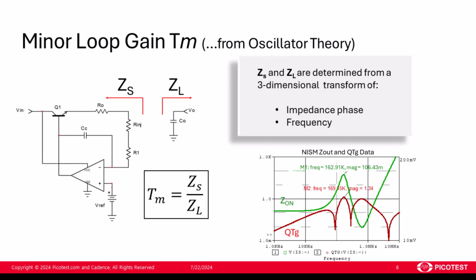NISM accurately determines the quality factor or QTG of the impedance by evaluating the first derivative or slope of the impedance phase versus frequency data. This information, along with the frequency shift between the impedance peak and the QTG peak, is used to mathematically separate the impedance into the voltage regulator's active output impedance and the fixed output capacitor impedance. With these known, the traditional oscillator theory minor loop gain assessment is used to accurately compute the stability margin.